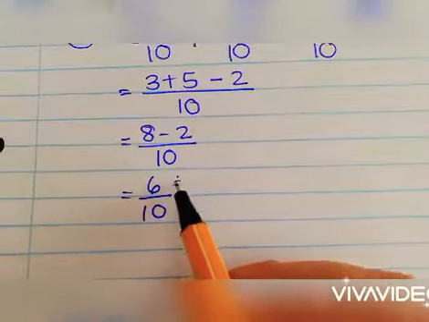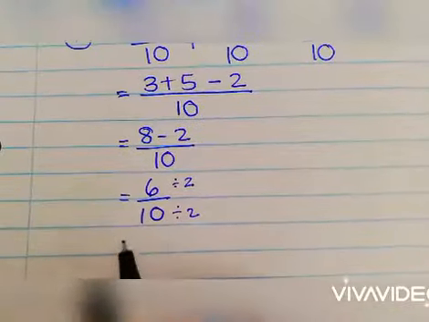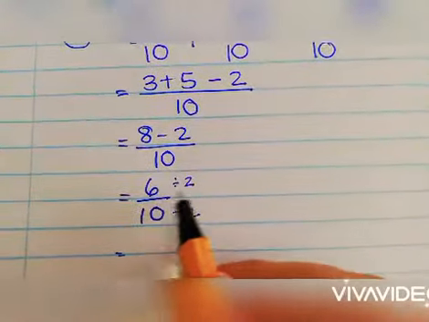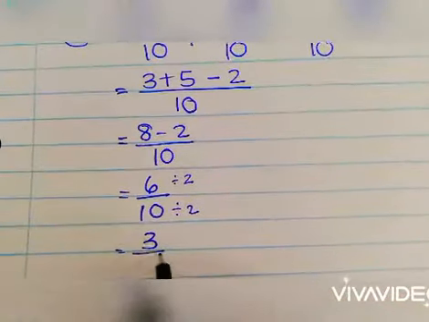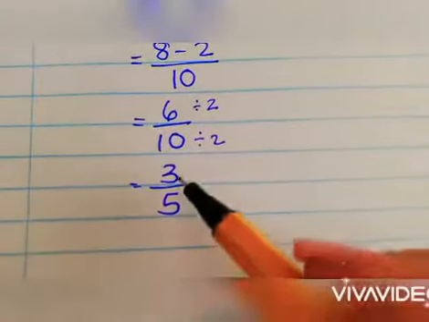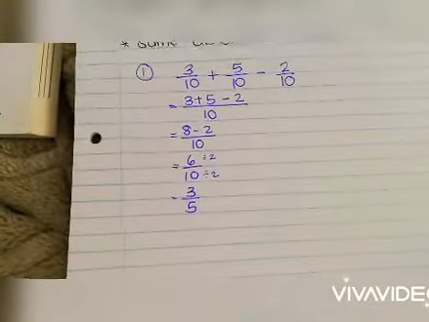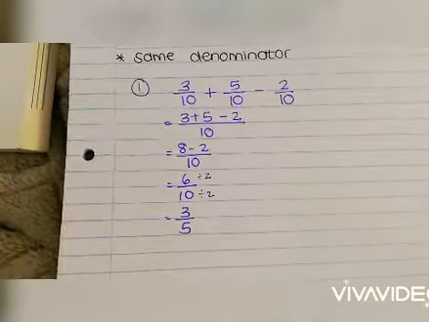Let's try 2. So 6 divided by 2, yes, I can do that. And 10 divided by 2, yes, I can do that. So you need to get a whole number for each of these answers. So 6 divided by 2 is 3, and 10 divided by 2 is 5. So that is the simplest it can go. Nothing can go into these two. And that would be my answer. Okay, so with the same denominator, it's pretty simple.